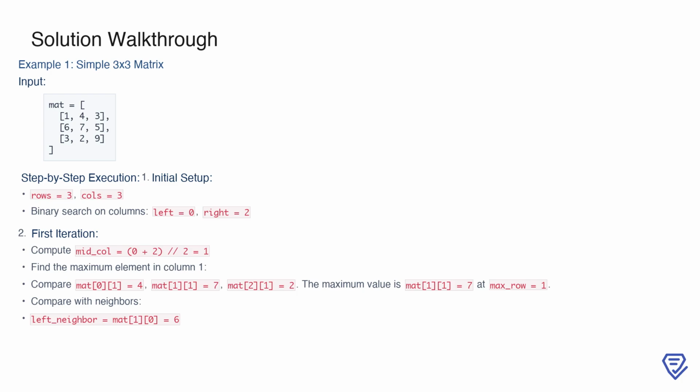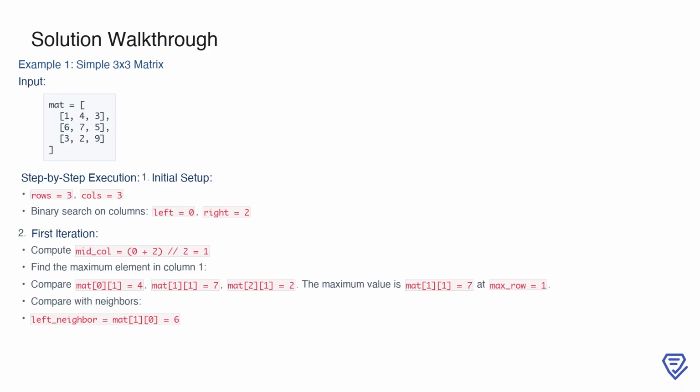Here, we start with a simple 3x3 matrix and perform a step-by-step execution of our binary search approach. First, we initialize the dimensions of the matrix, so we have rows equals 3 and cols equals 3. This means we'll perform binary search on the columns, starting with left equals 0 and right equals 2. In the first iteration, we calculate the middle column using the formula (left + right) // 2, which gives us mid_col equals 1.